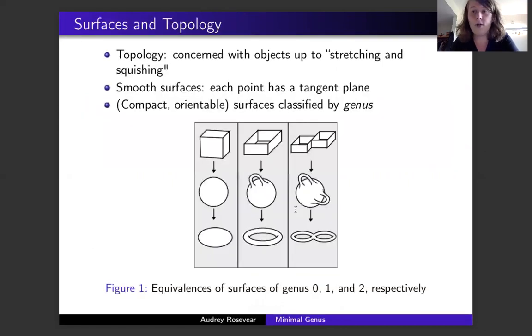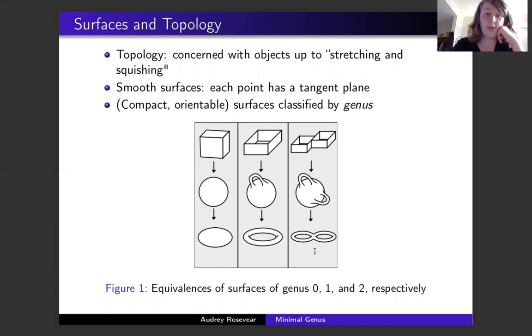So we're going to be doing topology, and if you're not familiar with that, it's a field concerned with geometric objects, but only up to stretching and squishing operations. For example, you see in this diagram, in each column, you have three objects that are considered the same topologically because you can deform one into another.